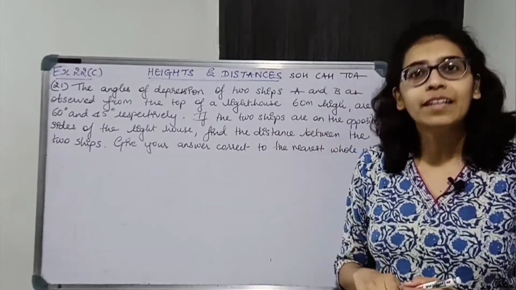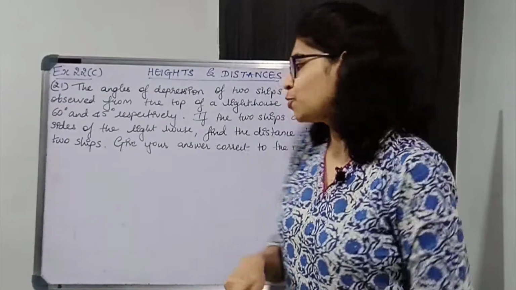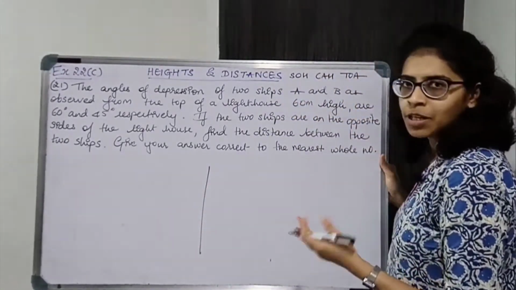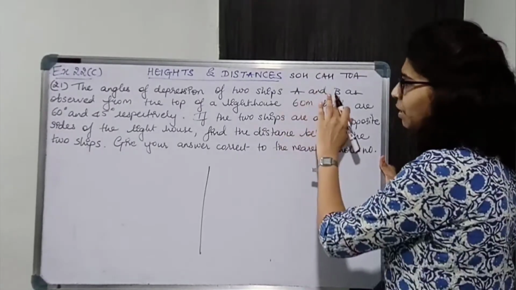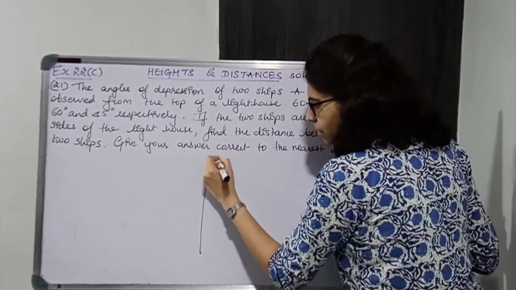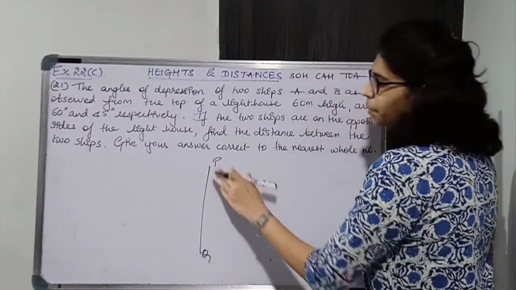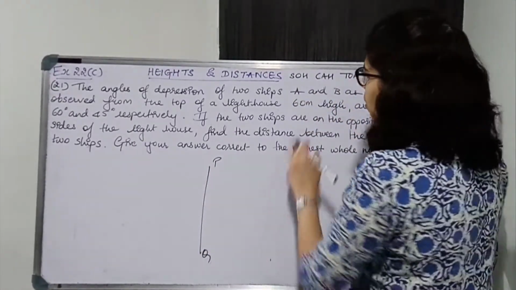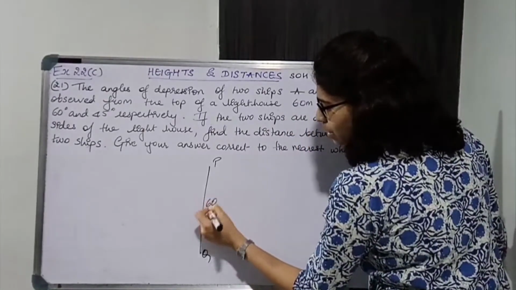Okay, so let us first draw the lighthouse. So there is a lighthouse. Now let's name it other than A and B. Okay, A and B are the ships over here. So let PQ be the lighthouse. P is the top of the lighthouse, Q is the base of the lighthouse. Okay, now 60 meters high है, so PQ is 60 meters.